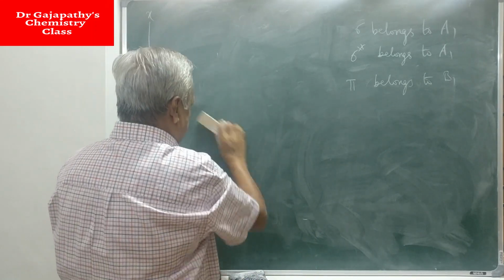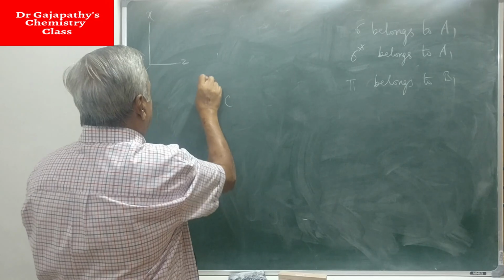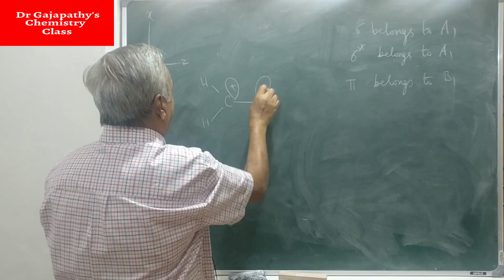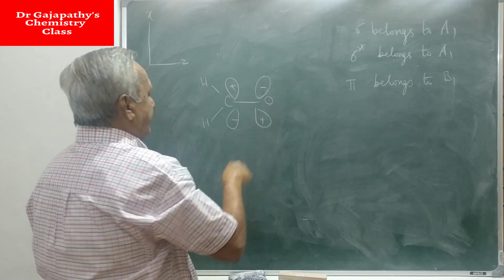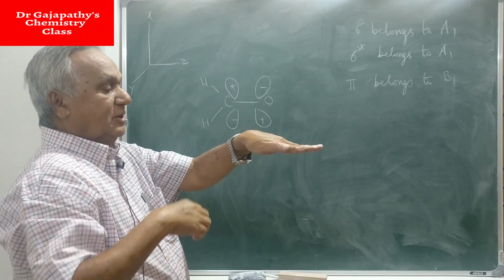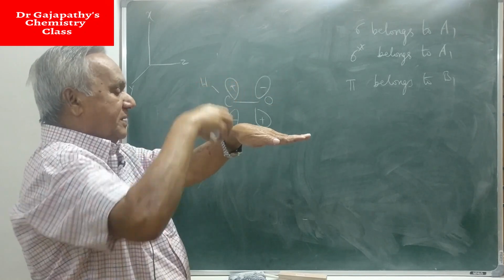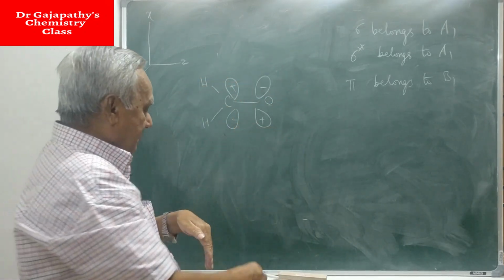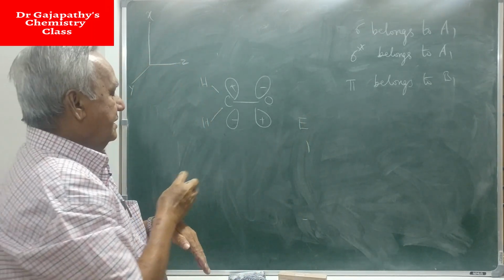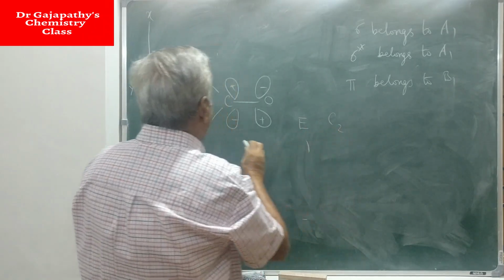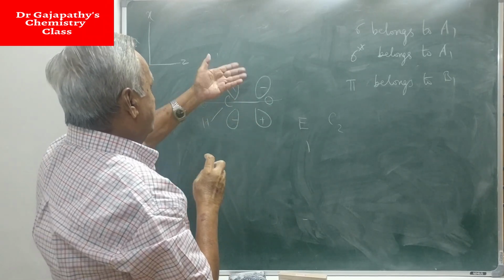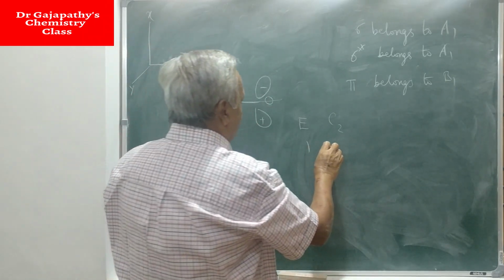Now about pi star. I am sketching the pi star orbital now. This is the pi star. The molecule is like this. You have a positive lobe here, a negative lobe here. A negative and a positive. I perform all the operations. Identity. Nothing will happen. C2. This is my axis. I put a C2 and give a rotation. So minus will become plus, plus will become minus, so it is -1.